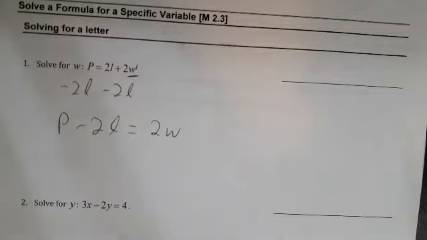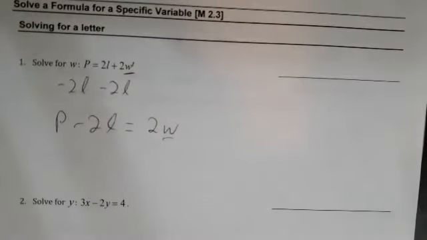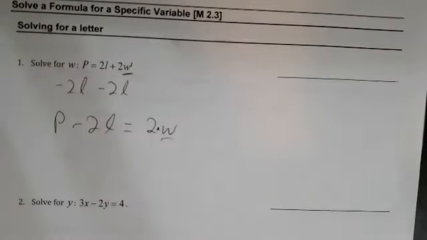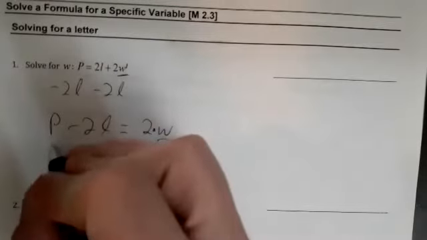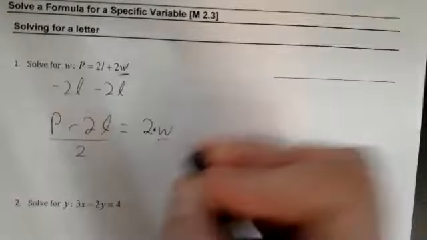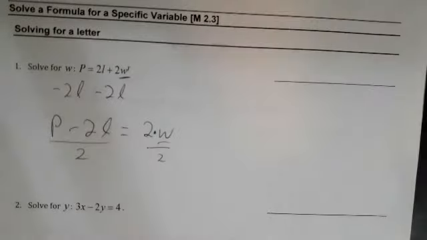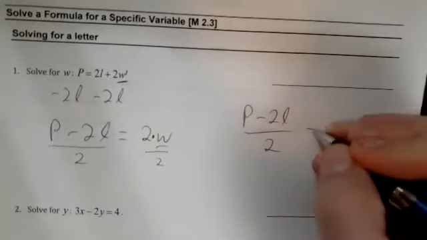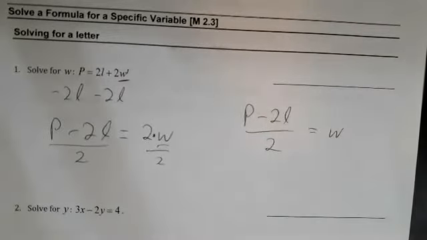And so we still want to solve for W, and this thing still has a 2 attached to it. This 2 is the operation of multiplication. If we want to get rid of something that's multiplying, we have to divide. So we have to divide each side by 2. This entire side has to get divided by 2, and this entire side has to get divided by 2. And then we have P minus 2L over 2 is equal to W, and we've solved for W.